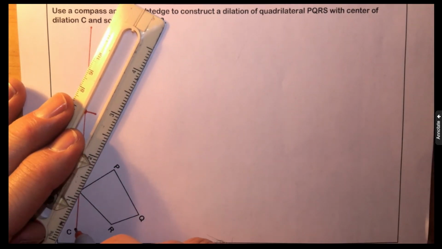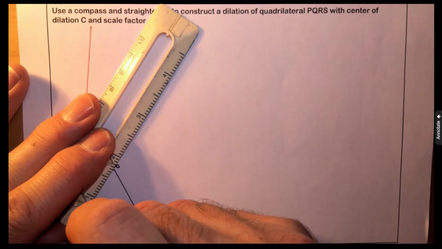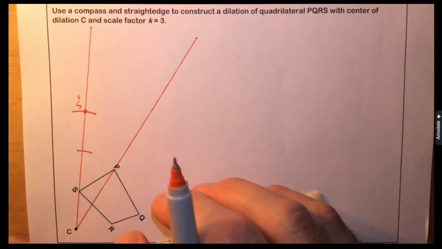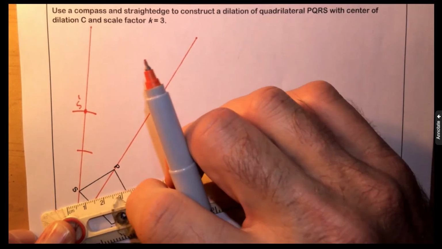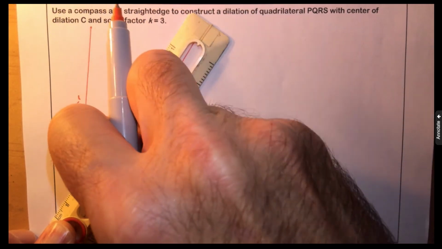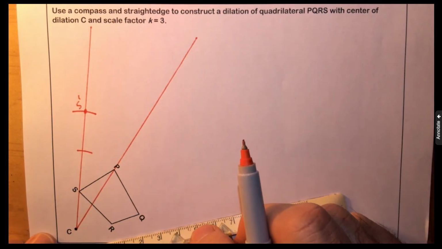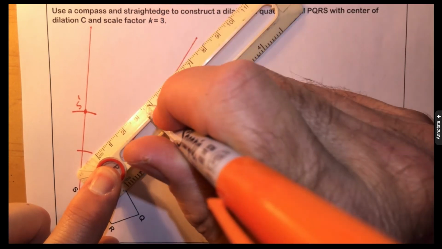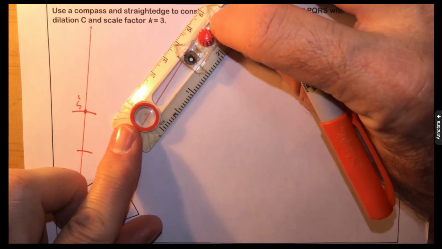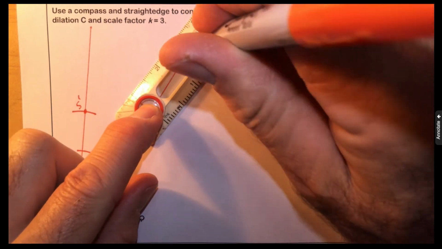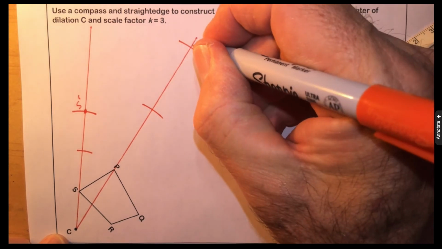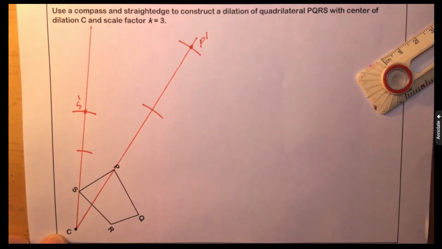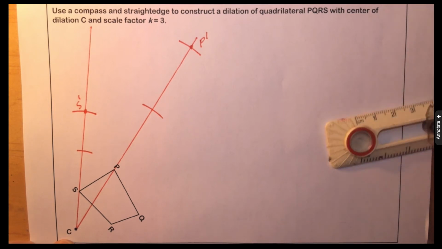Now I'm going to do the same thing by drawing a line from C through P and adjusting my compass to the length between C and P. Now I need to make sure that from C to P prime is 3 times as much. So there's 1 compass radius. Here's a second compass radius. And here is a third compass radius. And this is the location of P prime. The distance between C and P prime is 3 compass radiuses, and from C to P is only 1 compass radius, a scale factor of 3.